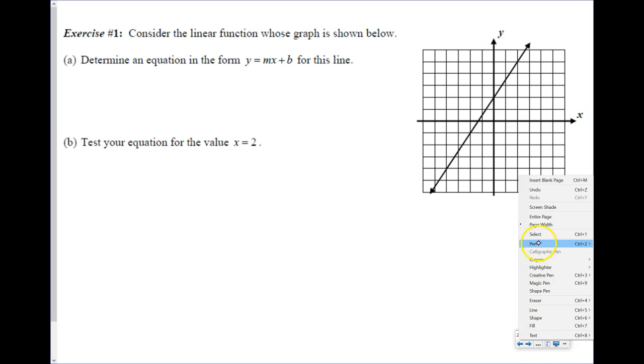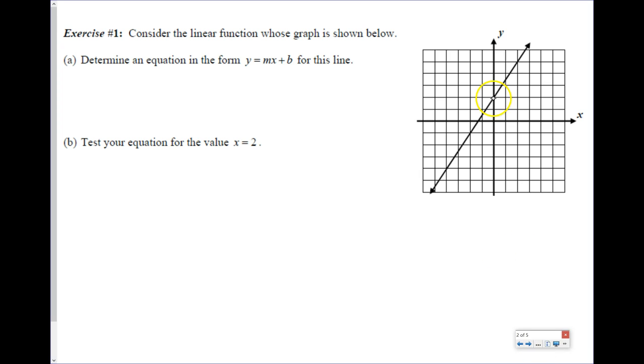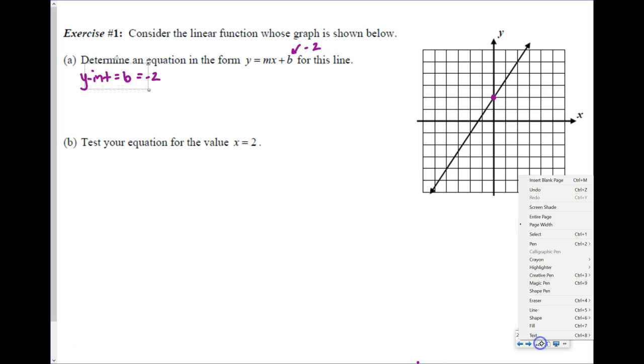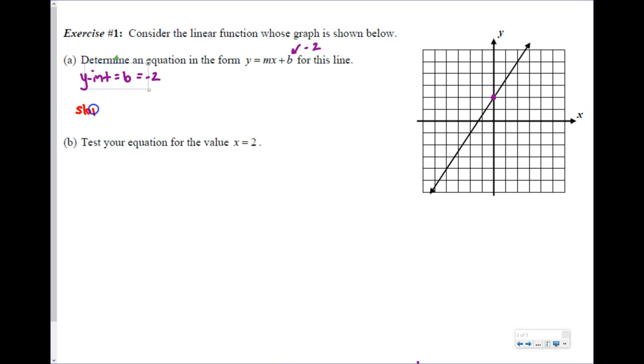The easiest thing to find is our y-intercept. Our y-intercept is this point right here where it crosses the y-axis. So I know that my y-intercept equals b, and b equals a -2. So I have my b value right here. B is going to be -2. But now I have to find my slope. Now remember that slope equals rise over run. So if I can find 2 points and find the rise over run, then I can find my actual value.